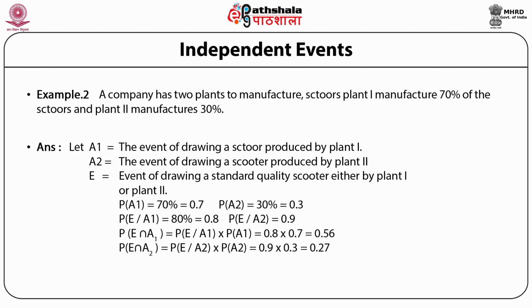Probability of E intersection A1. According to Bayes' theorem, probability of E intersection A1 is written as probability of E when A1 has already occurred multiplied by probability of A1. Similarly, probability of E intersection A2 is probability of E when A2 has already occurred times probability of A2. So this is 0.8 times 0.7, which is 0.56, and the other is 0.27.